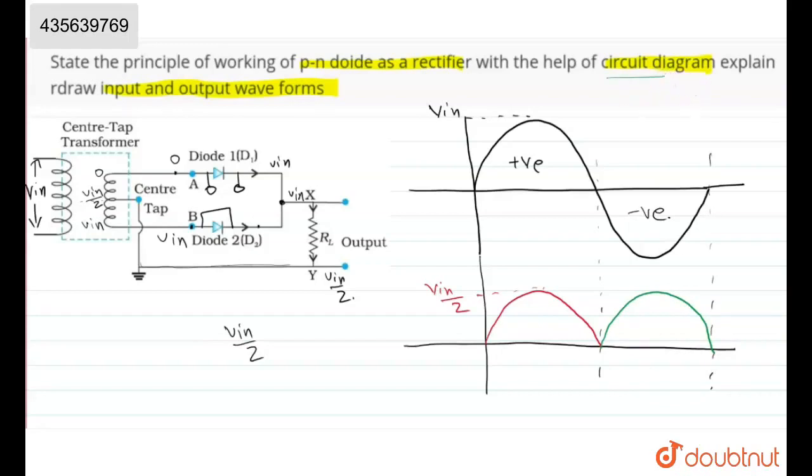So we have the circuit diagram here. We explained the working, and we have the input and output waveform here. This is our input and this is output. Thank you.